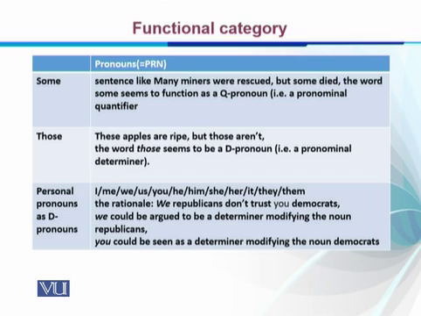So here "we" is modifying "Republicans" and "you" is modifying "Democrats". So here they have the function of a determiner. So "we" and "you" could be seen as determiners, modifying the nouns "Democrats" and "Republicans".